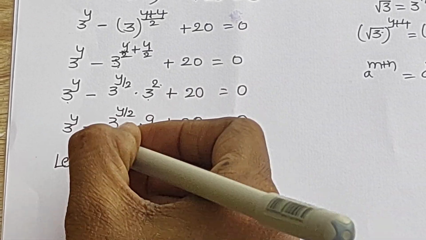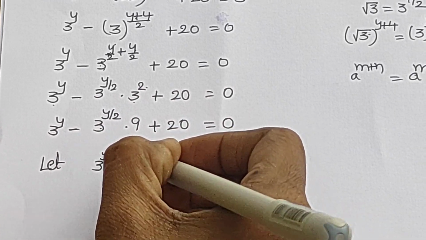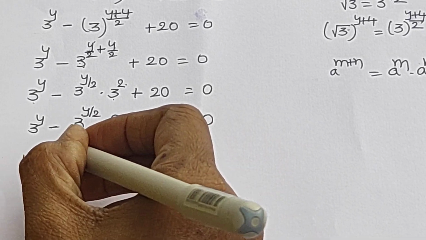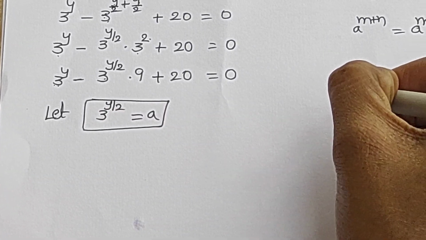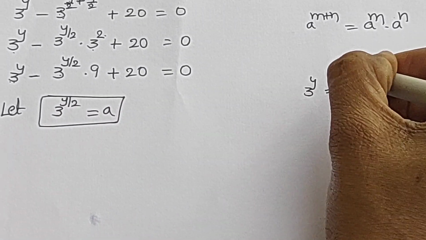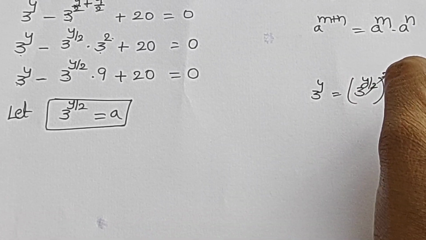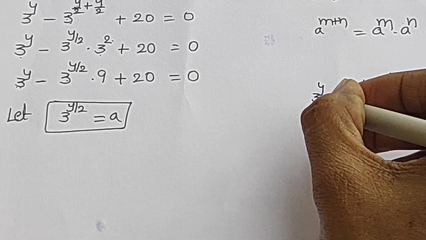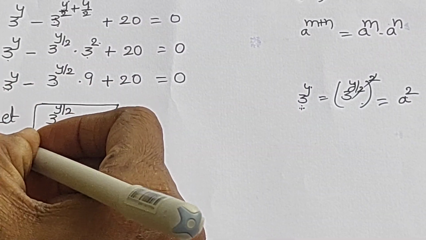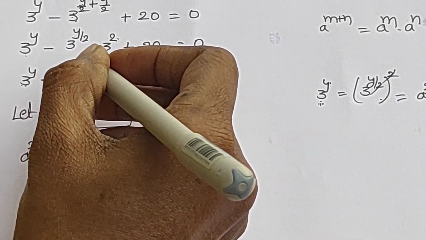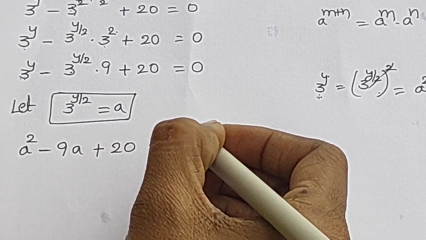Let 3 power y by 2 equal a. So 3 power y equal to 3 power y by 2 whole square. 2 cancels. So 3 power y equal to a square. So a square minus 9 times 3 power y by 2, that is a, plus 20 equal 0.